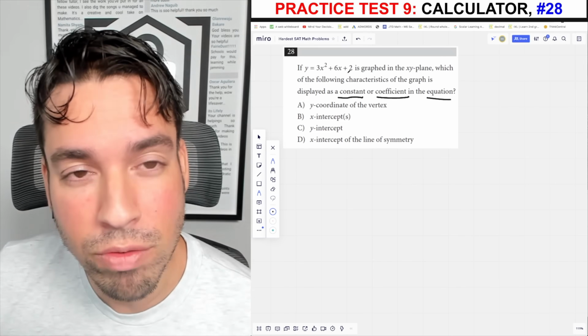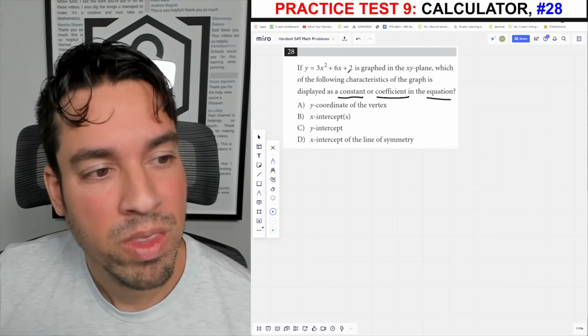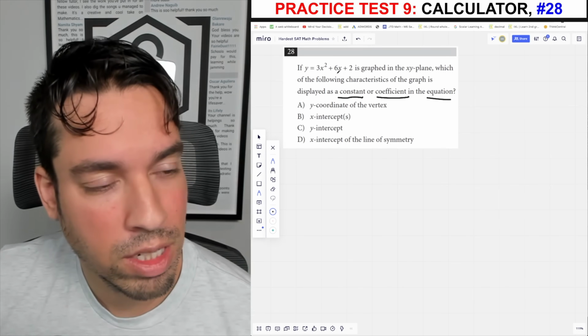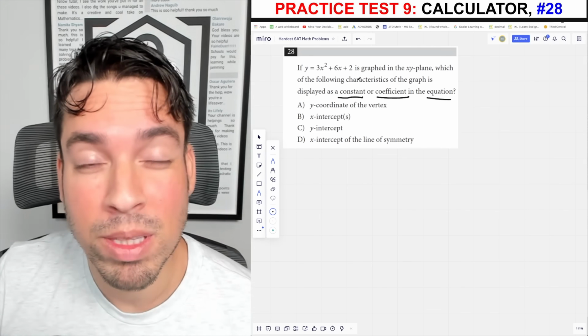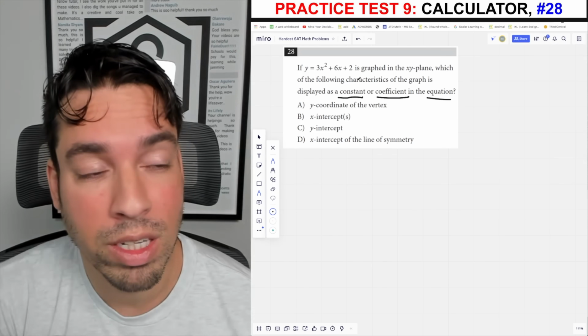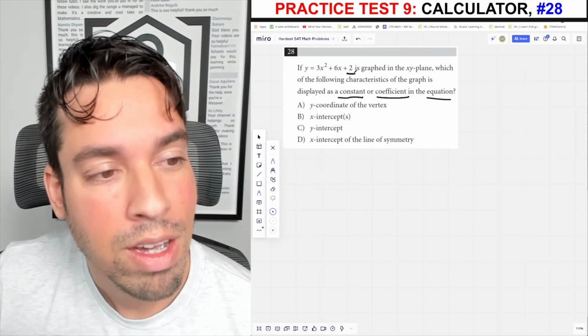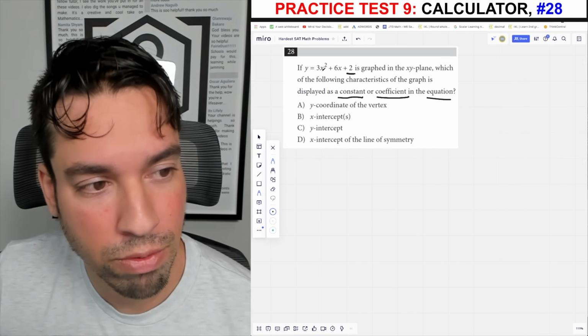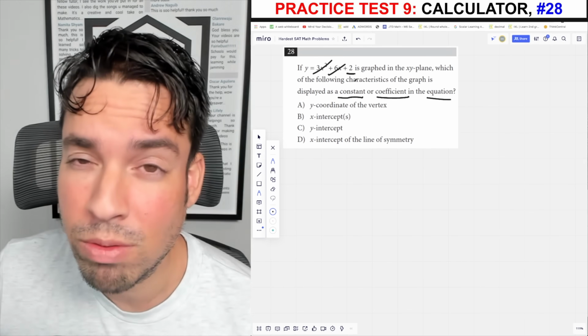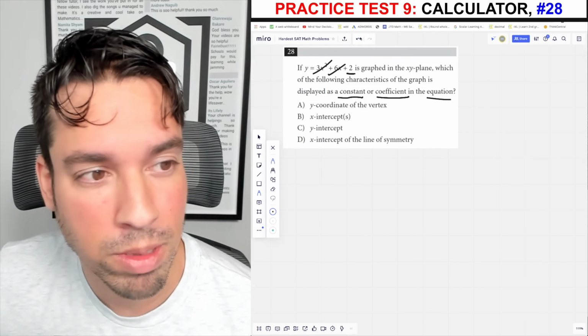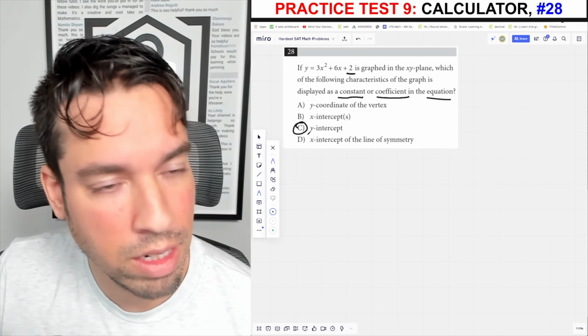And in standard form, yeah, you can get the vertex or the line of symmetry if you did negative b over 2a, but they're saying if you just look at it, which one can you tell straight away from looking at it in standard form? And that's this guy, because if I plugged in 0 for x, those would 0 out, and we'd of course get the y-intercept. So the answer is C, and we're done.